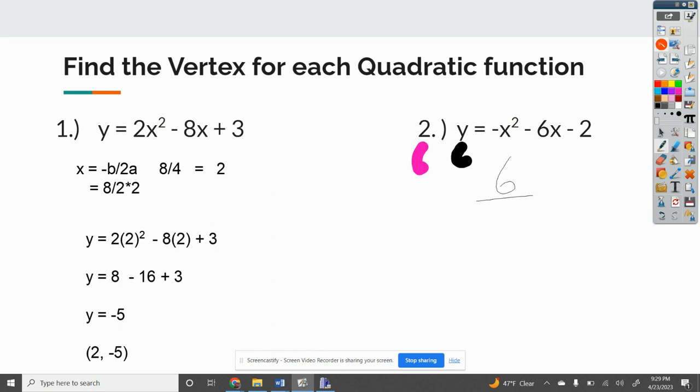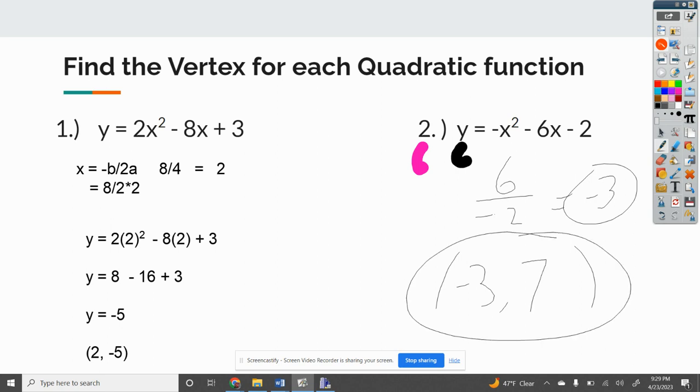6 over 2 times a, negative 2. So my axis of symmetry should be negative 3. And when you plug that back in, you should get 3 squared is 9. 7? I think I got 7. If I'm wrong, please come down and harass me, but I don't think that's wrong. So looks good.